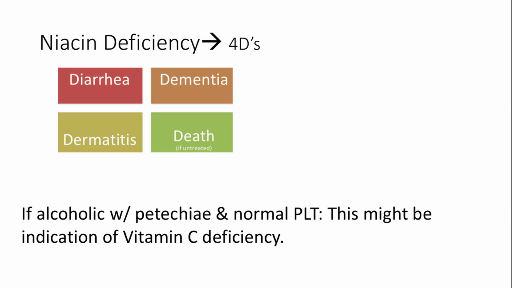Niacin deficiency presents with 4 Ds, including diarrhea, dermatitis, dementia, and death. In alcoholic with petechiae and normal platelet, suspect vitamin C deficiency.